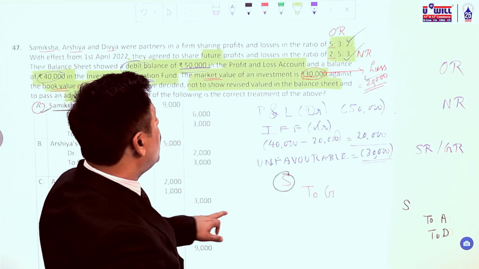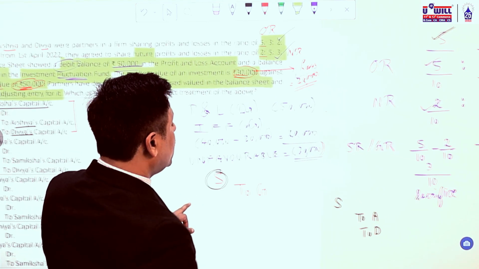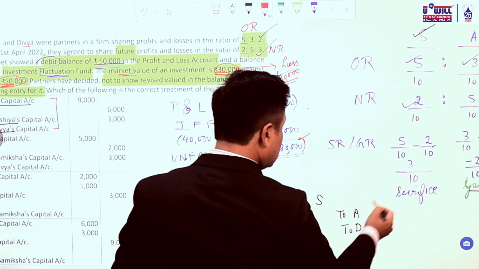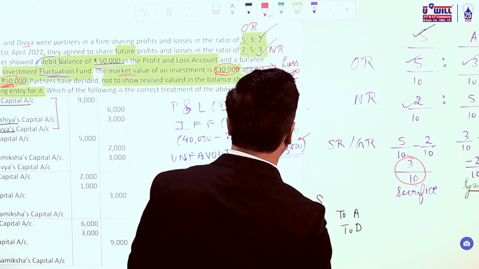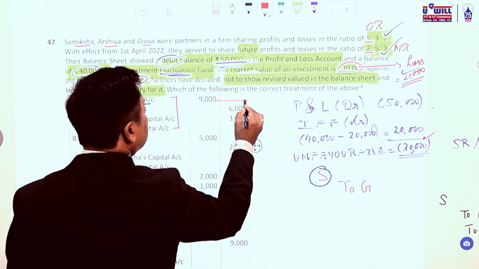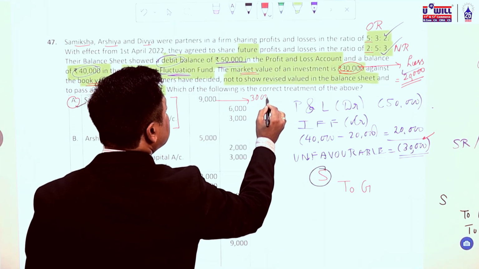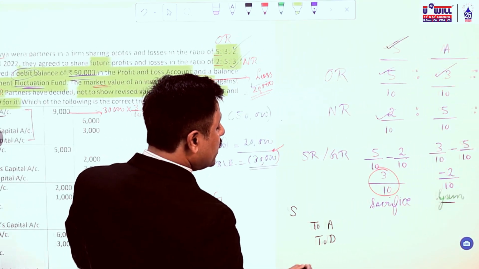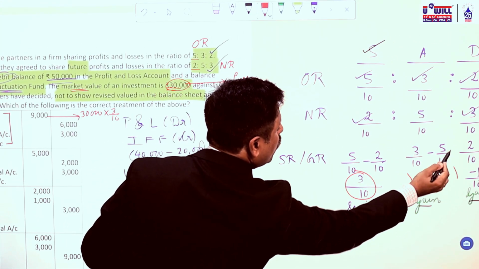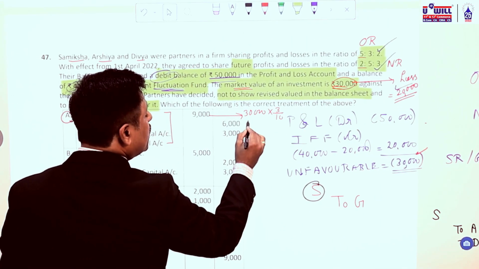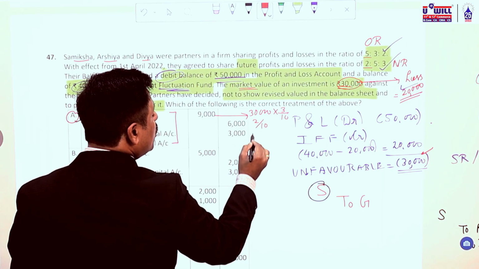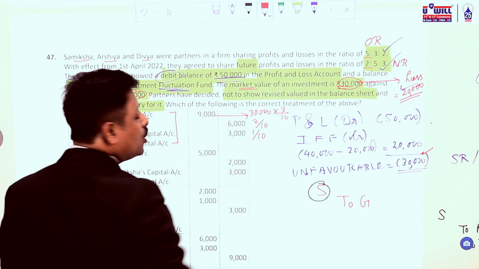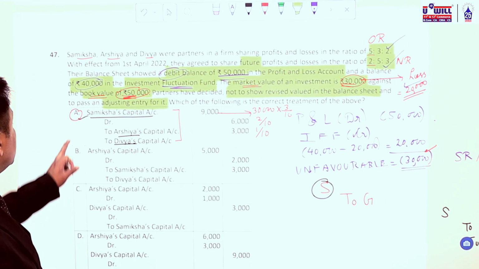Let's verify the amounts also. 30,000, what will be 3 by 10 of 30,000? 9,000. 30,000 into 3 by 10 comes to 9,000. Same way, what is the gain over here? 2 by 10 and 1 by 10. If you do 30,000 into 2 by 10, you'll get 6,000. 30,000 into 1 by 10, you'll get 3,000. So option A is the correct answer.